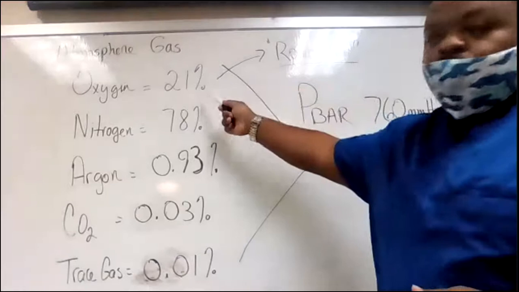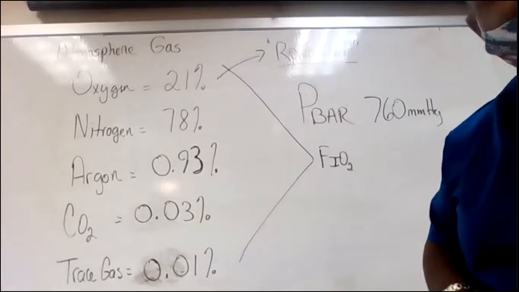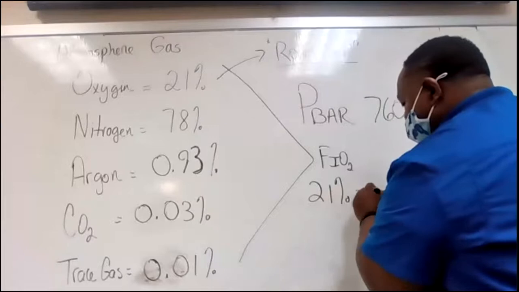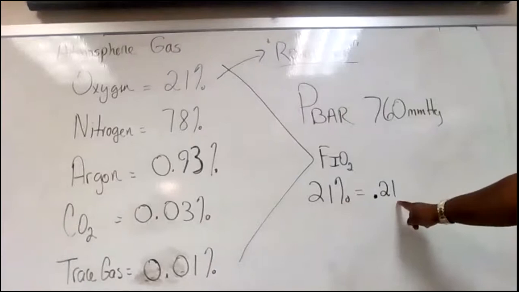Now, when I factor in FiO2, I do it as a decimal. So 21% FiO2 equals 0.21. That's how I factor that in when I put it in my equation, as 0.21.